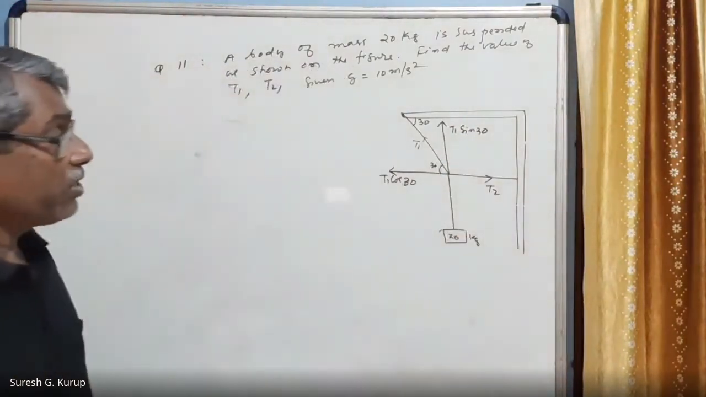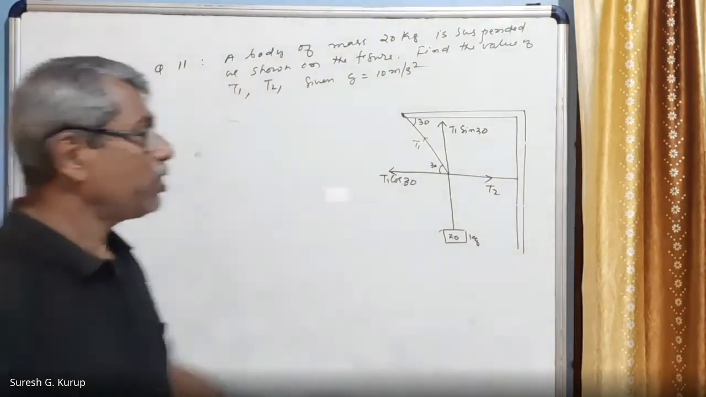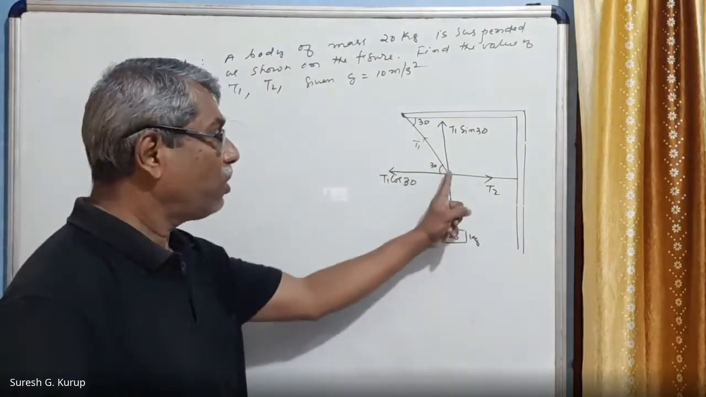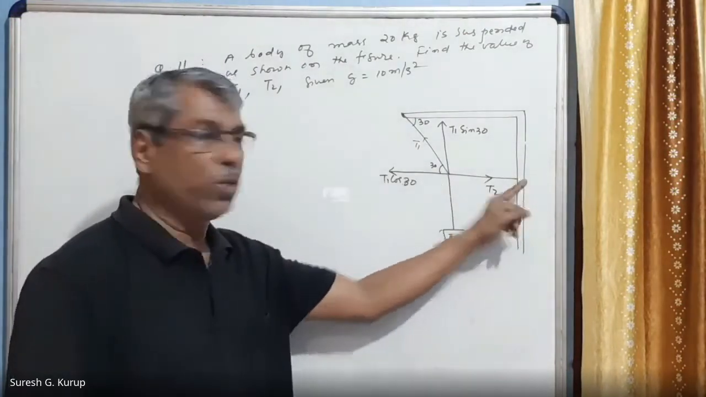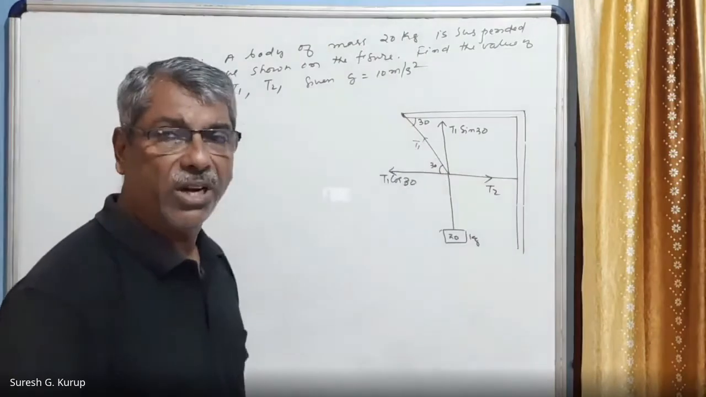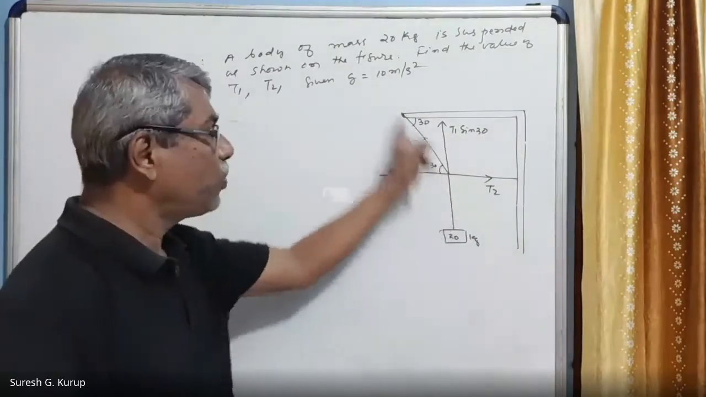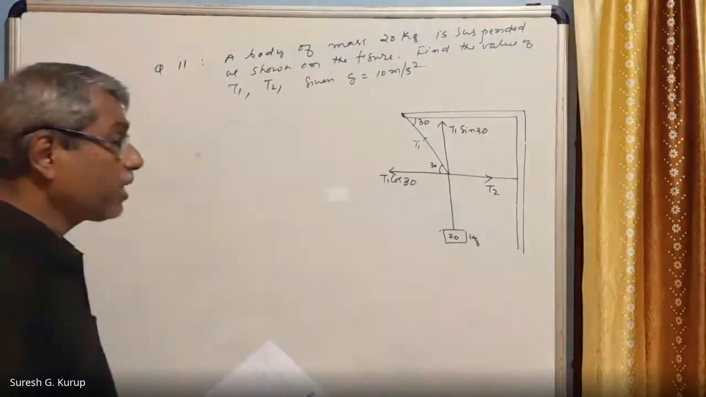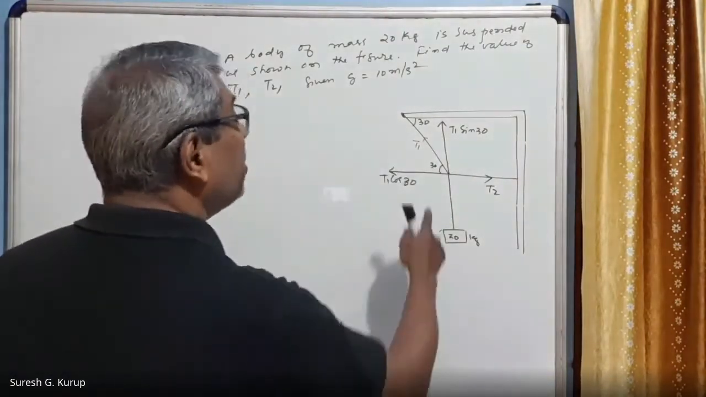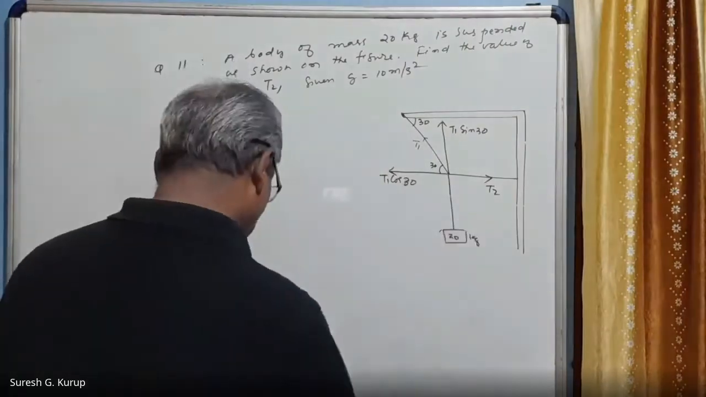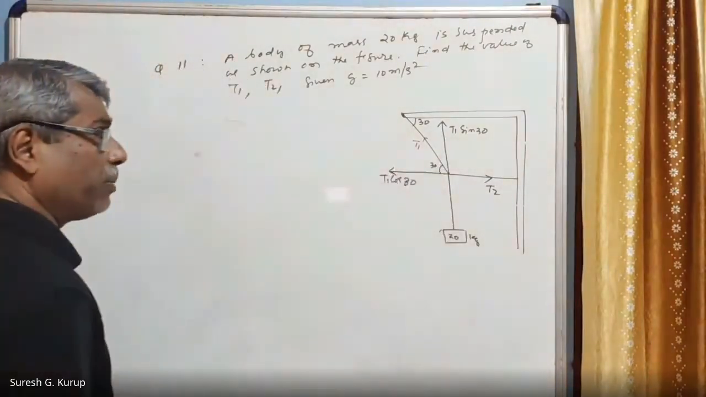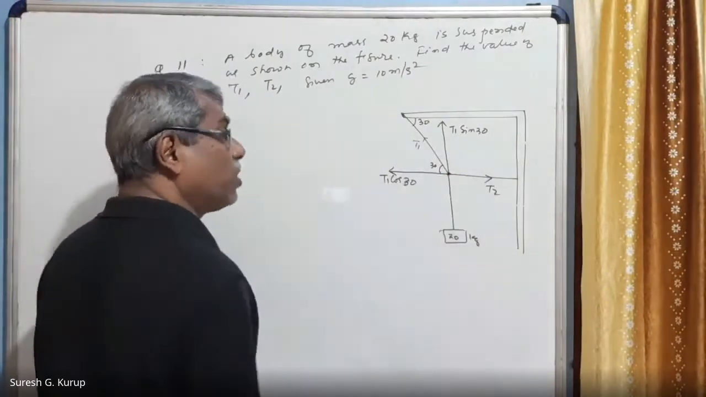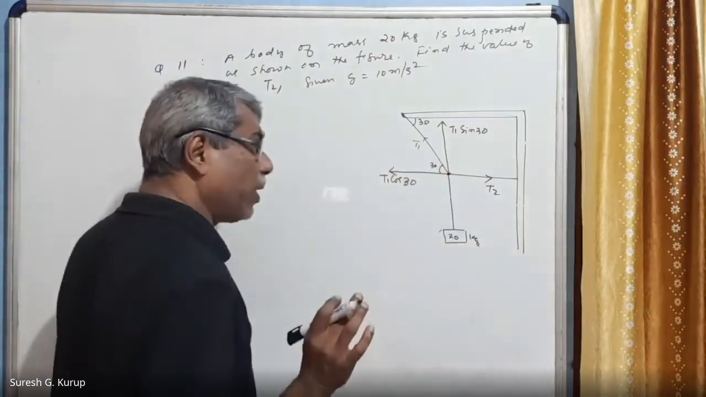So T1 is resolved into two components because the body is hanging down like this. And at this point also, here also there is a tension, right? When it's toward the point of suspension only, always the tension is acting. So in this case, T1 cos 30 is equal to T2 because this is an equilibrium. Suppose this is the point where all the forces are acting. This point is in equilibrium.